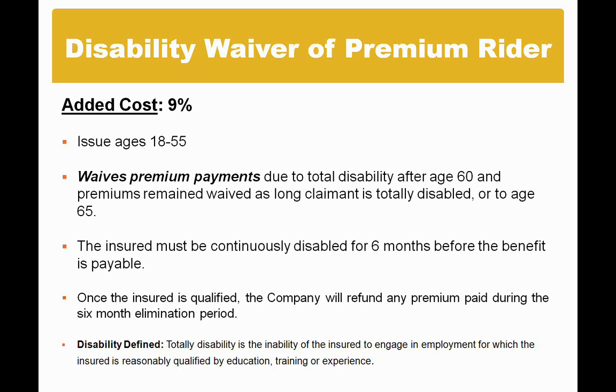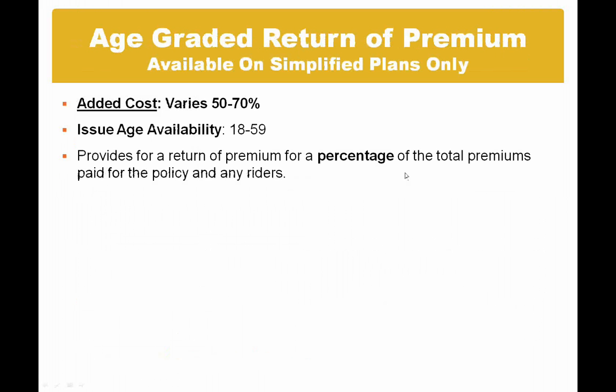Issue ages 18 to 55. Of course, total disability is defined as the inability of the insured to engage in employment for which the insured is reasonably qualified for by education, training, or experience. So really recommend this rider. And if you have any issues running quotes, of course, give us a call, and I can go ahead and add that in there for you.